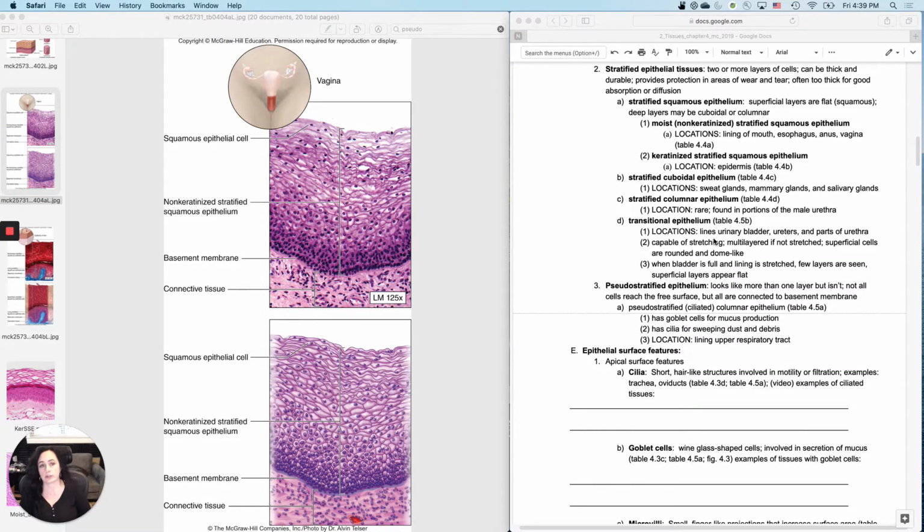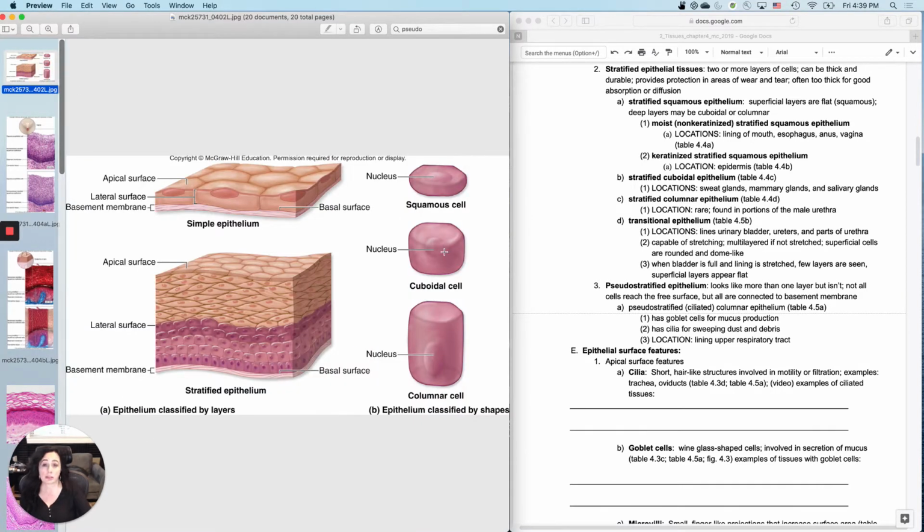Stratified epithelial tissues. So we finished looking at the simple tissues. Now we will be looking at the stratified tissues. First, let me remind you what I mean when I say stratified tissues. So epithelial tissues have the three-name naming convention that we generally use: stratified squamous epithelium, simple cuboidal epithelium.